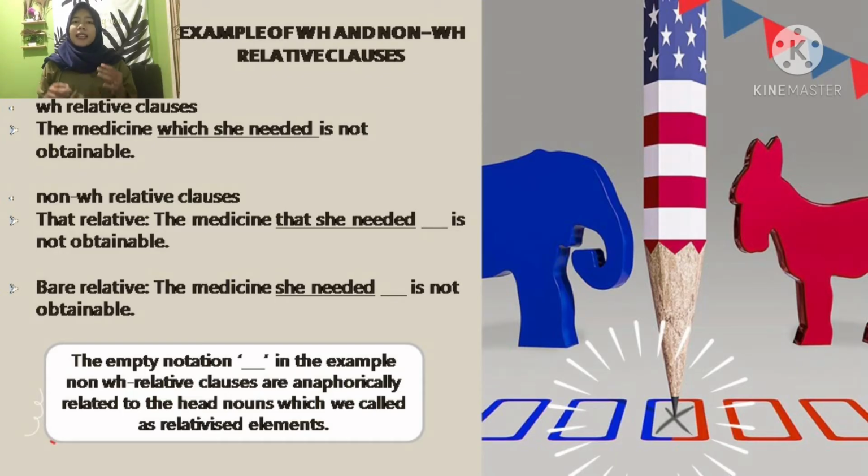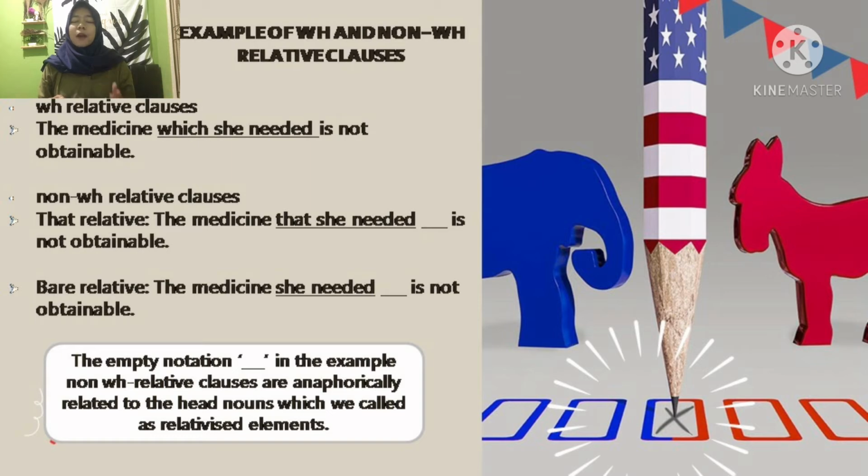Next, look at the examples of WH and non-WH relative clauses. The example of a WH relative clause is: the medicine which she needed is not obtainable. Which in the example is a relative pronoun that contains a WH word. And now, look at the example of a that relative clause. The medicine that she needed is not obtainable. A that relative clause has a relative pronoun, but it is not a WH word. The relative pronoun in the example is that.